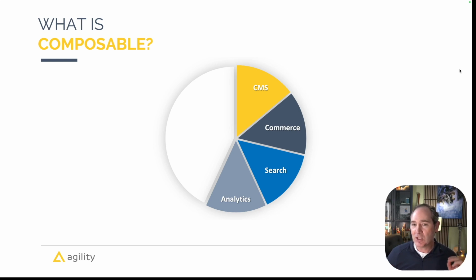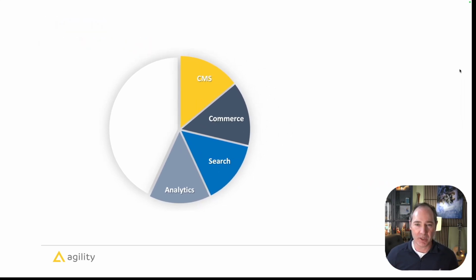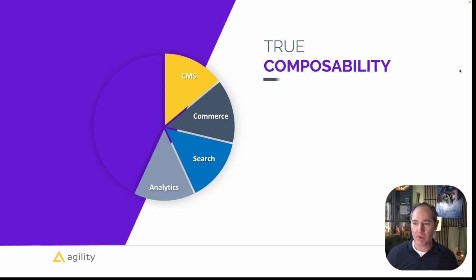Well, what makes each of those things truly composable? What is composability? All right. There's a few different things that I like to think of. Are the components modular? The modularity of those components is really important. Are they interoperable? Interoperability is key for composable. And there needs to be a layer of abstraction.